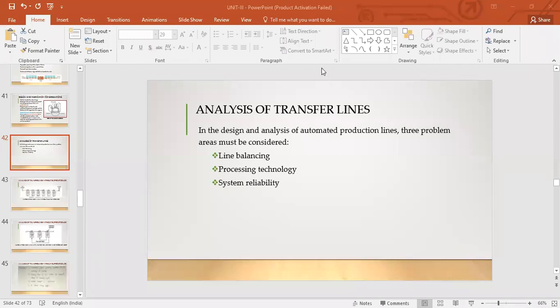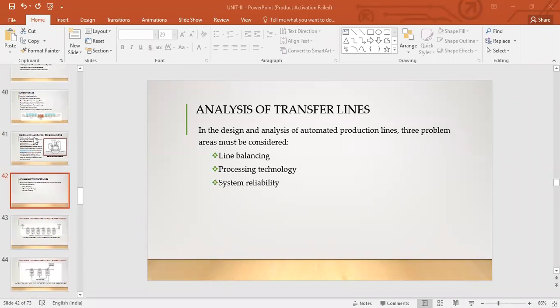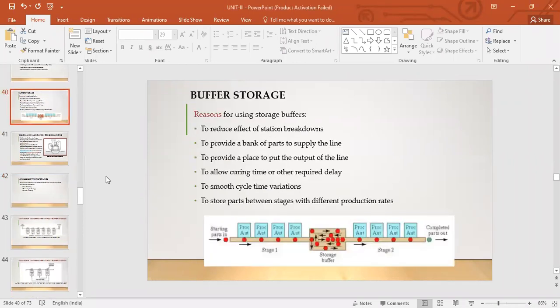Okay, so what we are going to look at today: we have discussed automated flow lines, right? And buffer storage. Why do we need it, etc. Right? That's your buffer storage. So basically, in between two stages of a production line, you will have this buffer storage. We discussed why we need that, right?